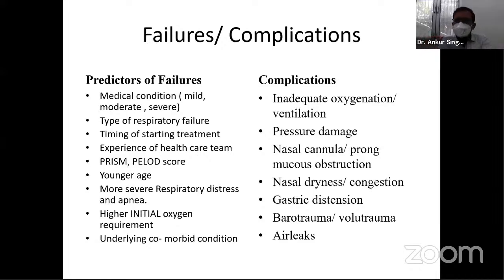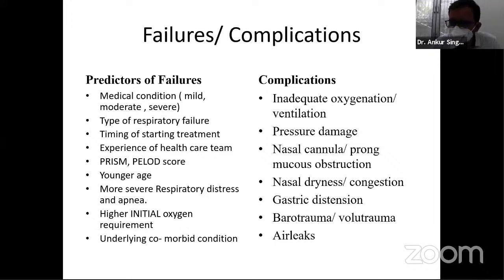If the initial oxygen requirement is very high, you are starting with 80%, 90% FiO2 and high pressures, your NIV is likely to fail. And if there are underlying comorbid conditions, like the child is a case of congenital heart disease, a case of asthma, you may find a child with type 1 diabetes mellitus, a child with nephrotic syndrome, or a child with leukemia. These all will decide your outcome of NIV. So these are very important.